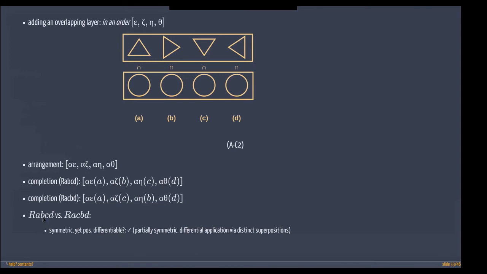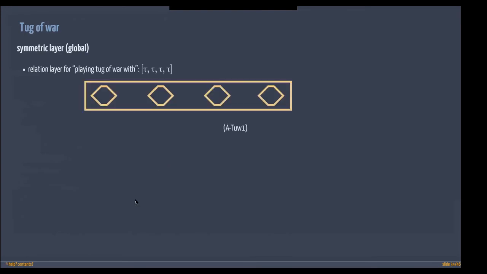So if you compare R, A, B, C, D and R, A, C, B, D, we can say they're both symmetric because they are partially symmetric. But we can now draw a distinction. We can differentiate them in terms of the position setup, because the same set of objects is assigned to distinct superpositions in either case. I will come back to this circle because I have a small adjustment to make. But first, let's look at the tug of war.